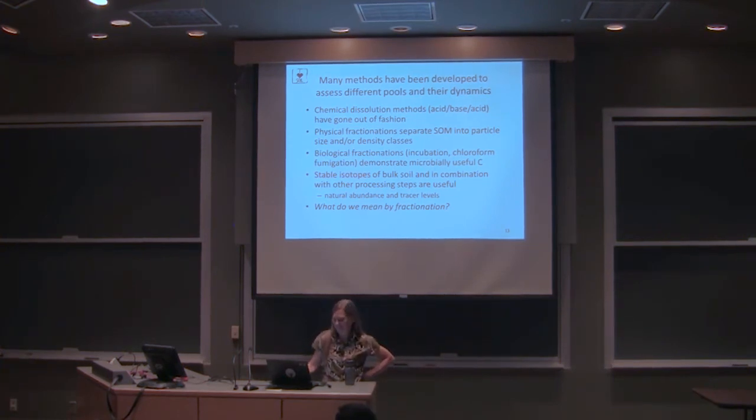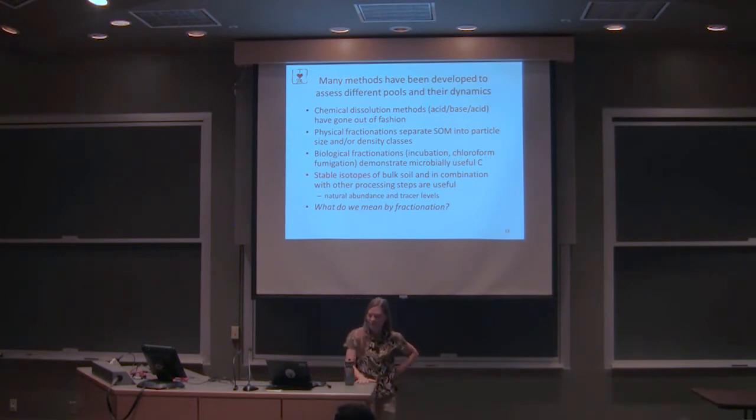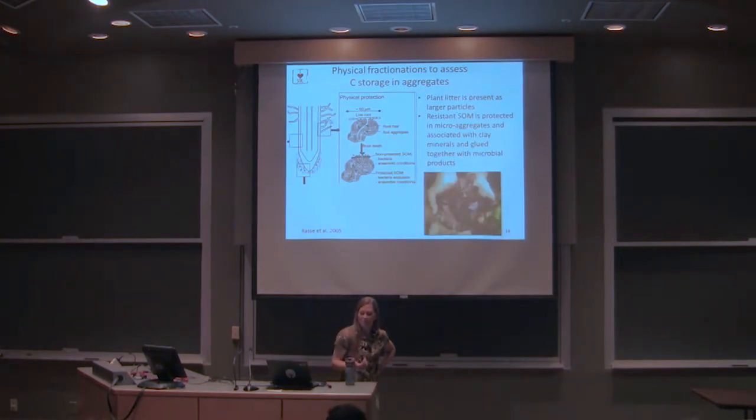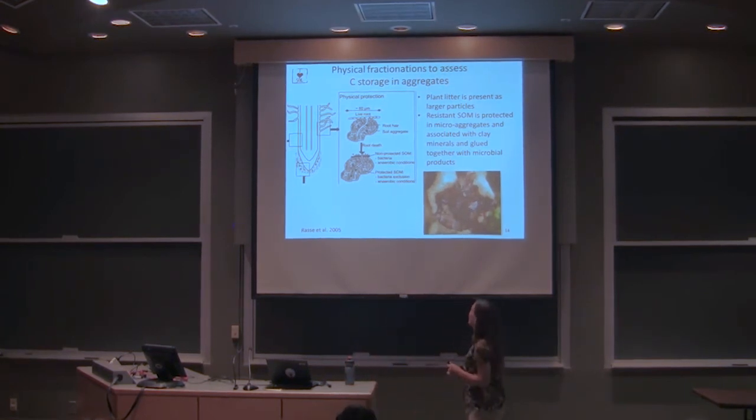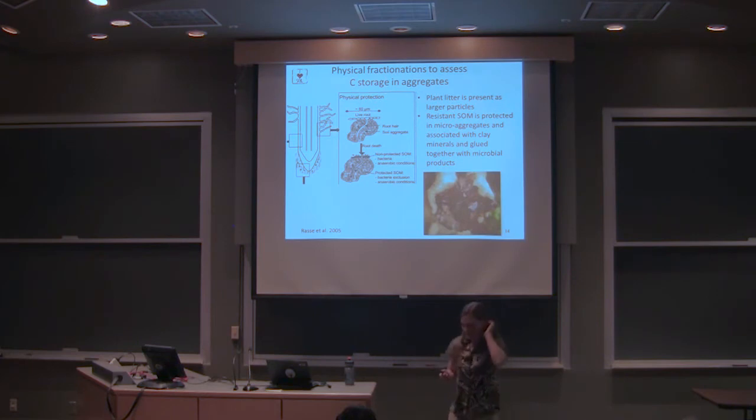Okay, so good. And so I'll talk today also about natural abundance as well as a little bit about tracers. Have you guys talked about isotope tracers yet, like applying non-natural abundance? Yes, okay, good. So it won't be new. So here's an example of when we can use physical fractionations to assess carbon storage in aggregates.